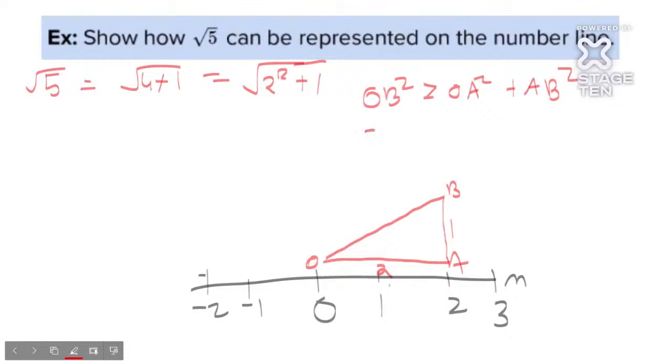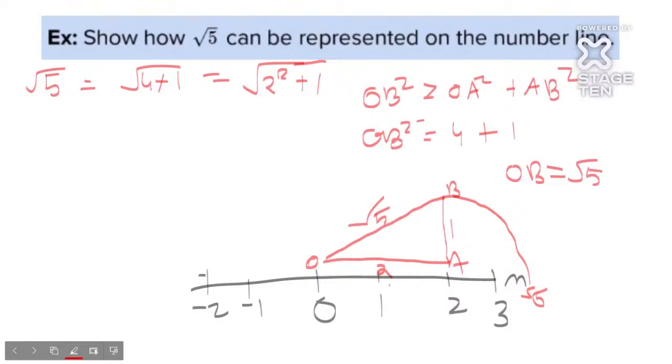Now, what will I do? OB square equals OA square, that is 2 square, 4, plus AB square, that is 1 square, that is 1. Now OB square is 4 plus 1, so OB is equal to root 5. 4 plus 1 is 5, so I'll take the square root here. So this length is root 5. Now you will have to take a compass, keep it at A, keep this at this, and you will cut it here. So this is my root 5 on the number line.